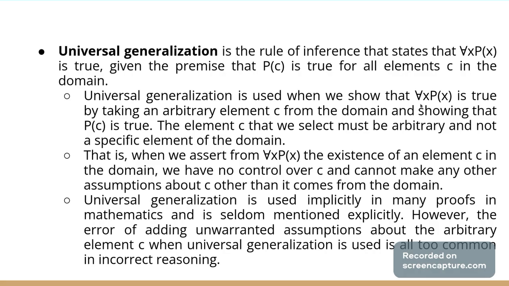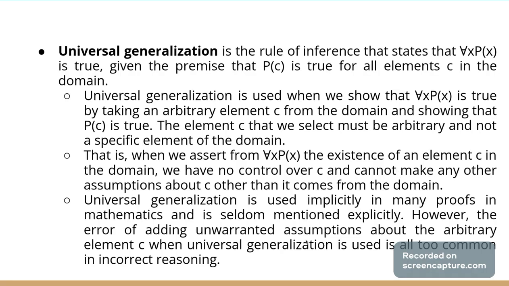We cannot say in the opposite direction that if one element C is true, then for all x, P of x is true. No. What we are saying is if for all x, P of x is true, then every element, take any arbitrary element, not a specific element, just take any arbitrary element and it should be true for this particular case. That is universal generalization, and it is used in many theorems.